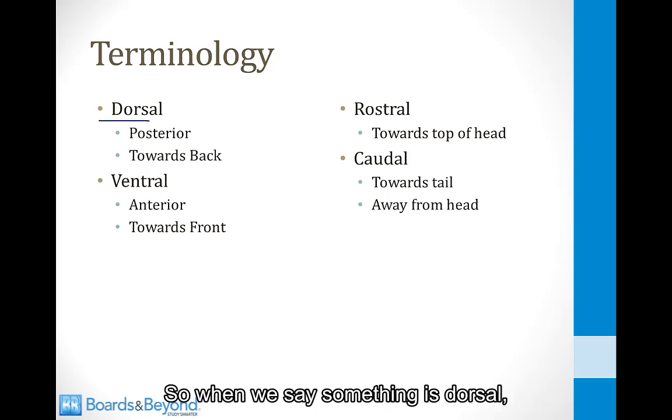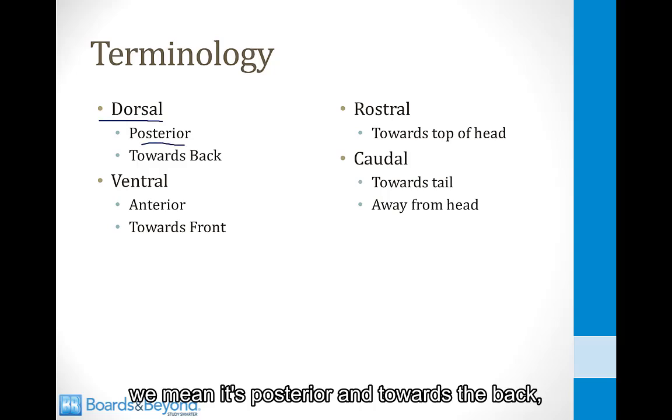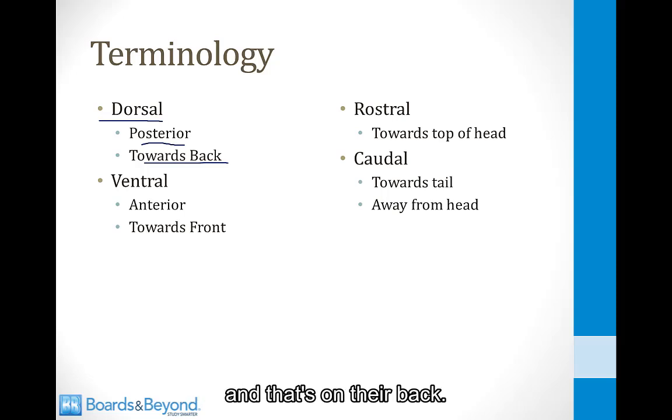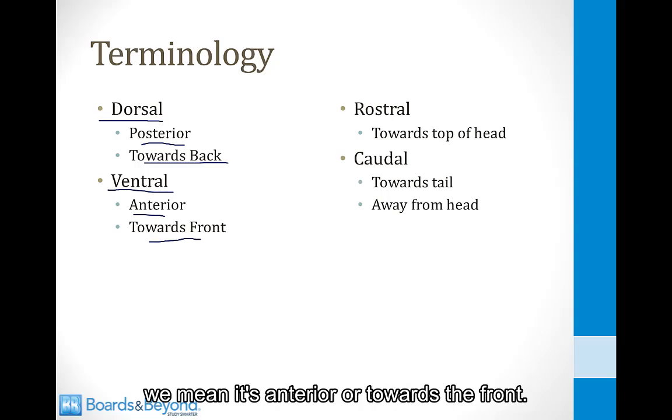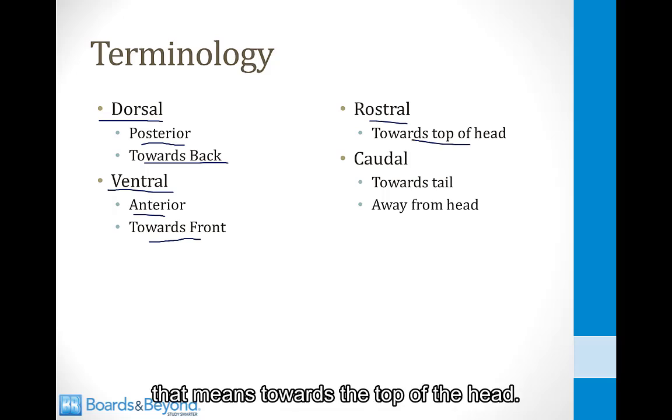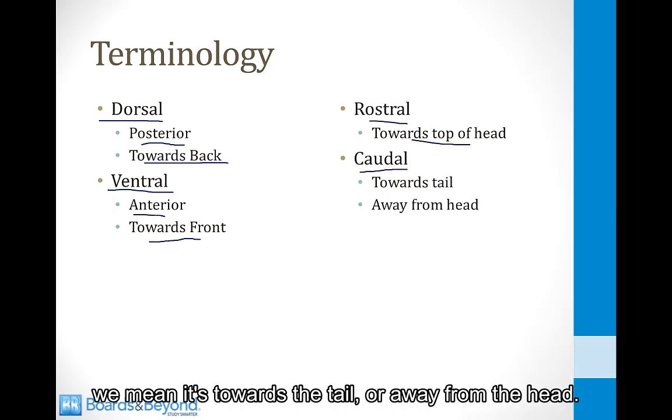So when we say something is dorsal, we mean it's posterior and towards the back. You may know that fish have a dorsal fin and that's on their back. When we say something is ventral, we mean it's anterior or towards the front. When we say something is rostral, that means towards the top of the head. And when we say something is caudal, we mean it's towards the tail or away from the head.